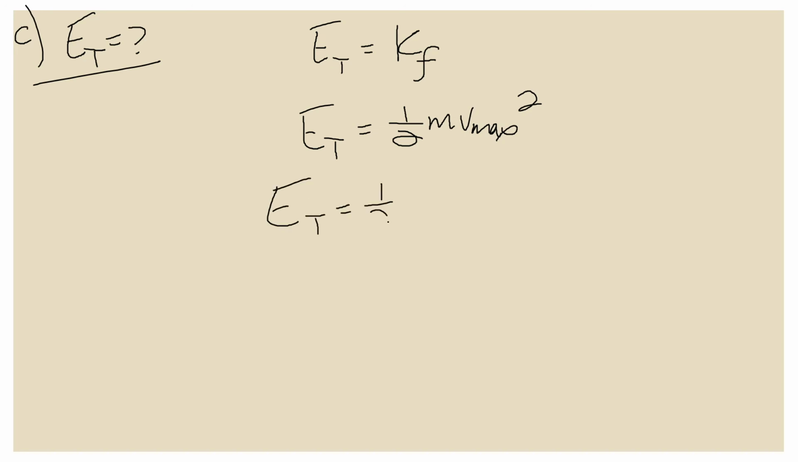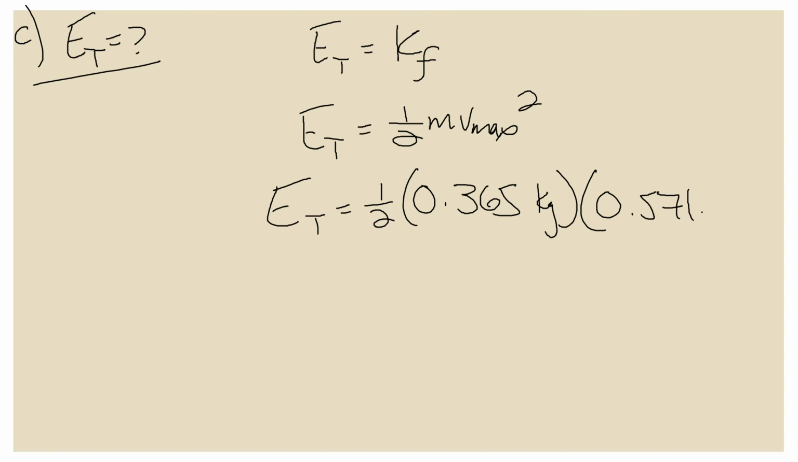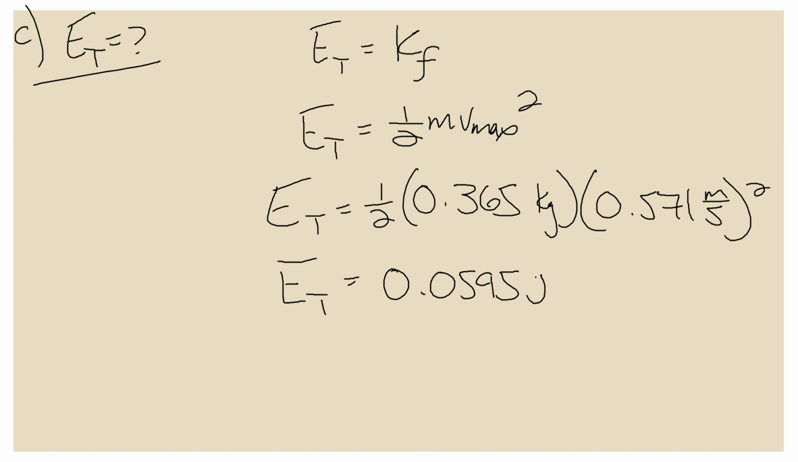And so that means the total energy is going to be 1/2 of the mass, 0.365 kilograms, times V max, that maximum speed we just calculated, 0.571 meters per second, whole thing squared. And when you do that math, making sure you have those numbers plugged in properly, you get 0.0595 joules, which we can say, because that number is ugly looking, 5.95 times 10 to the negative 2 joules.